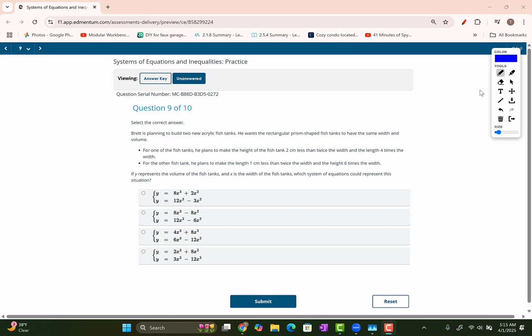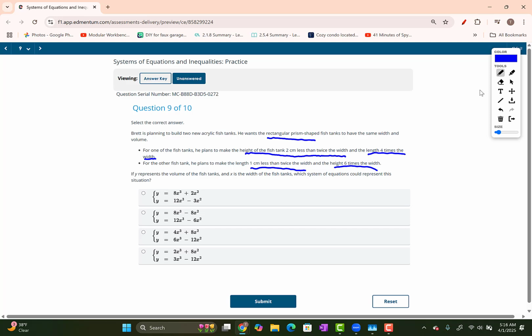Question 9. Brett is planning to build 2 new acrylic fish tanks. He wants the rectangular prism-shaped fish tanks to have the same width and volume. For one of the fish tanks, he plans to make the height 2 centimeters less than twice the width, and the length 4 times the width. For the other fish tank, he plans to make the length 1 centimeter less than twice the width, and the height 6 times the width.